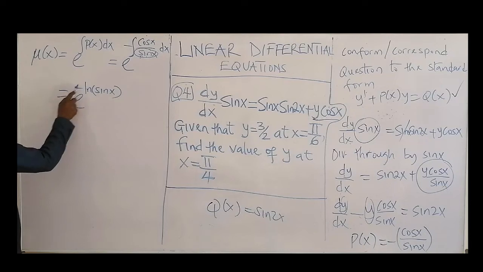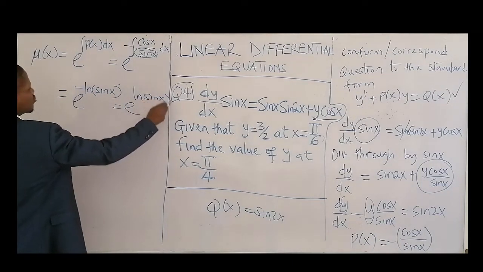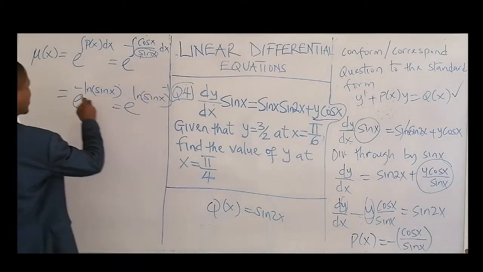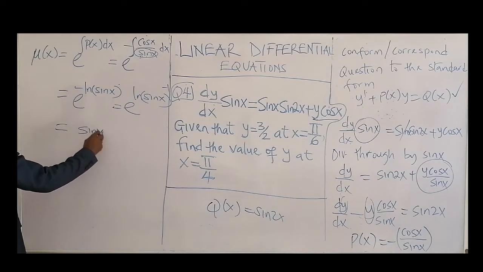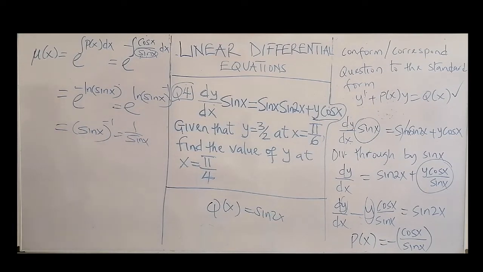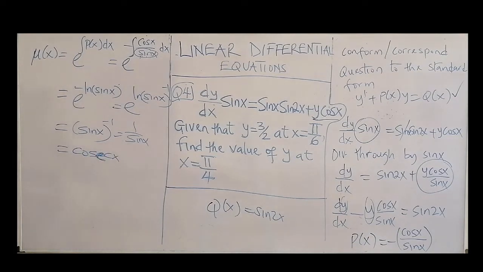So this minus can come to the front, and then you have exponential ln of sin x to power minus 1. That will be equal to sin x to the power minus 1, that's 1 over sin x. And 1 over sin x is cosec x.